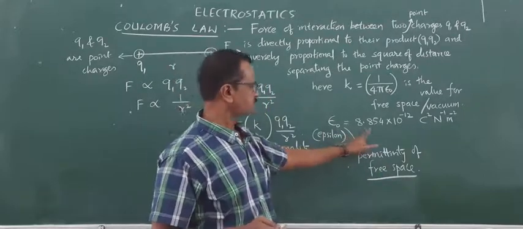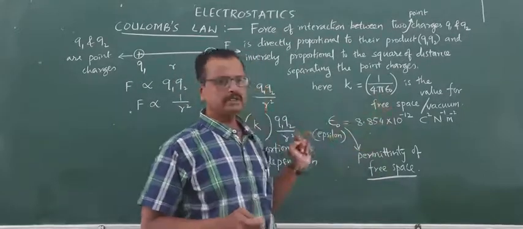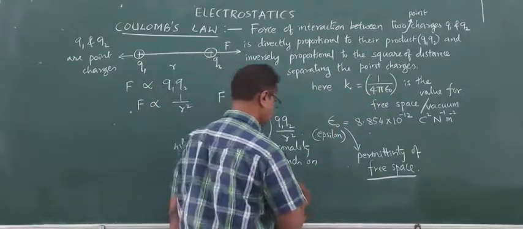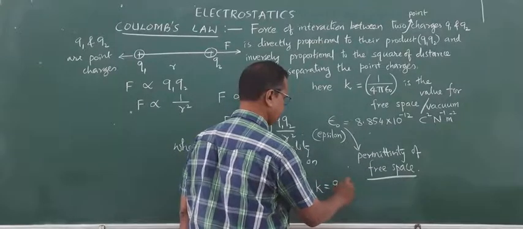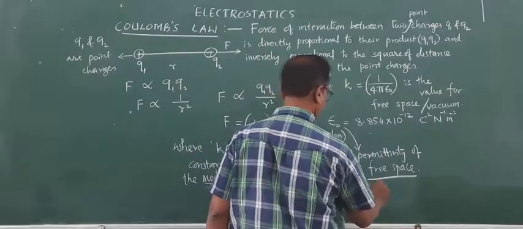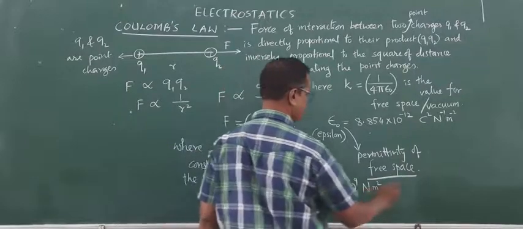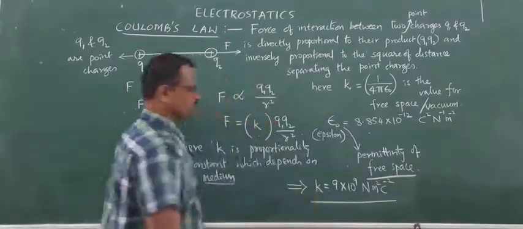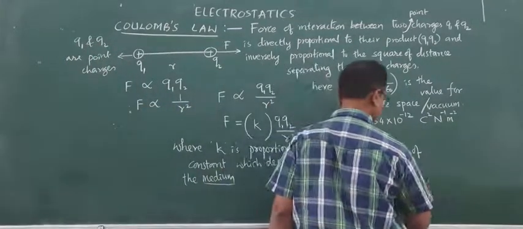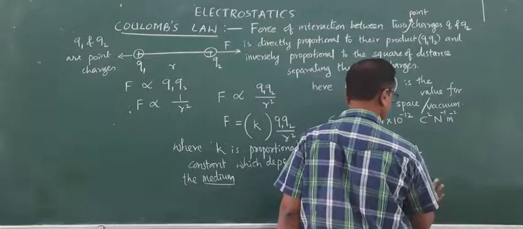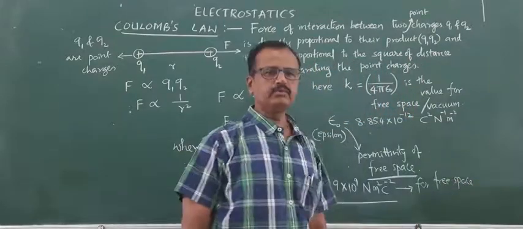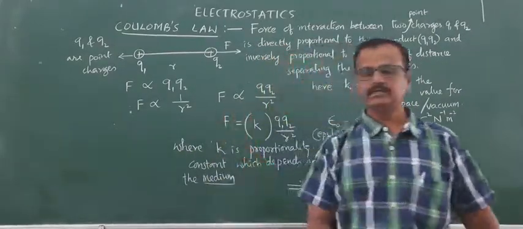When you substitute this 8.854 into 10 raised to minus 12 in the denominator, we get K equal to 9 into 10 raised to 9 Newton meter square per Coulomb square. This is the electrostatic constant for free space. Now we will discuss the same equation in vector form.